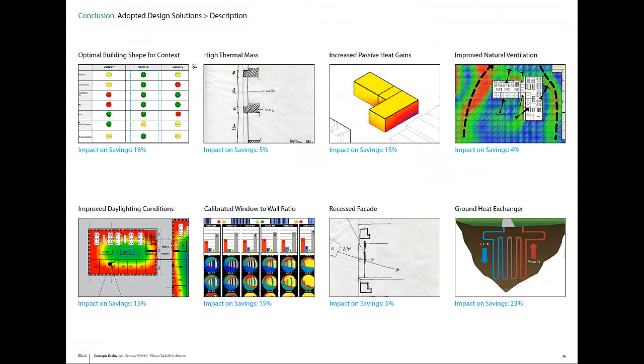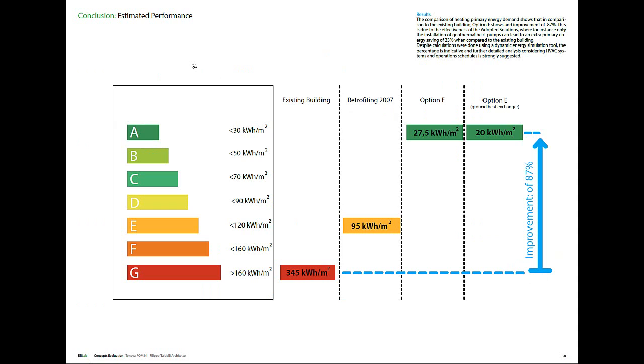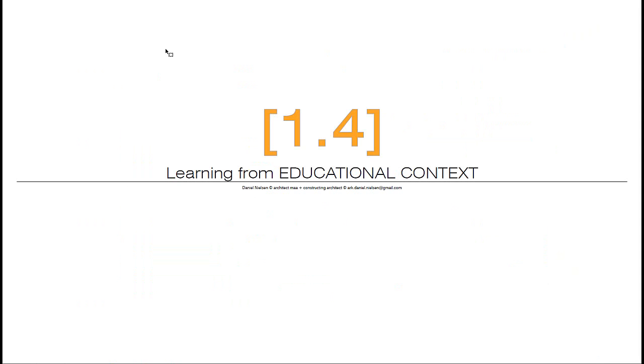And some conclusion based on all these different kinds of studies: what we have done, what we have been looking at, and how much these improvements could give in energy savings, and in the end related to the energy classes. To summarize what we have learned or could learn from this part of the presentation about the educational context.